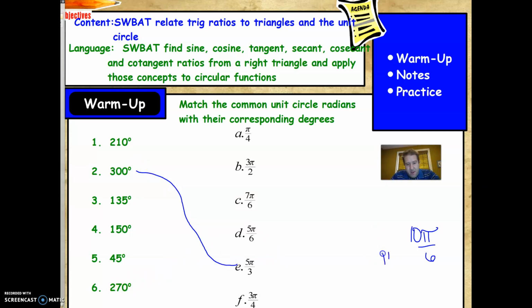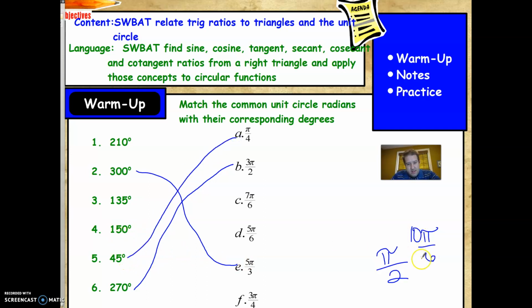So if every pi over 2 is every 90 degrees, so 1 pi over 2, 2 pi over 2, 3 pi over 2 would be 270 degrees. 3 pi over 2 is here. 45 degrees is halfway to that, so it's halfway to half, so that would be 1/4. So this is 1/4 pi.